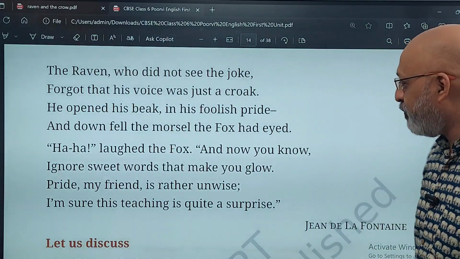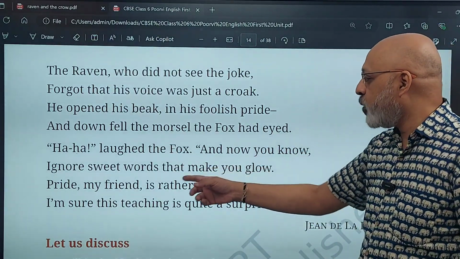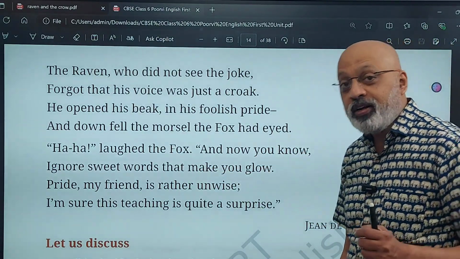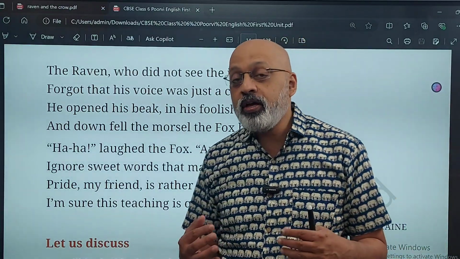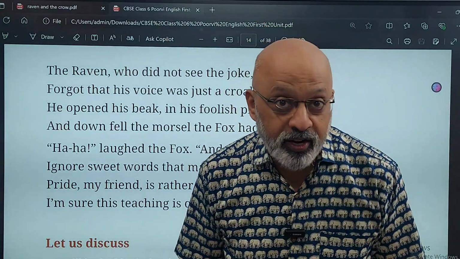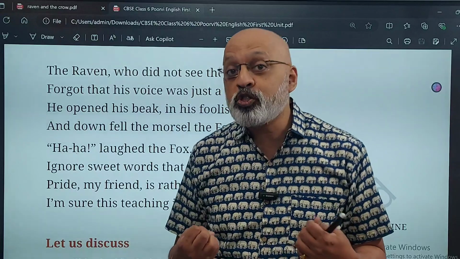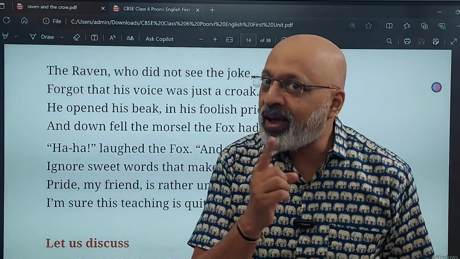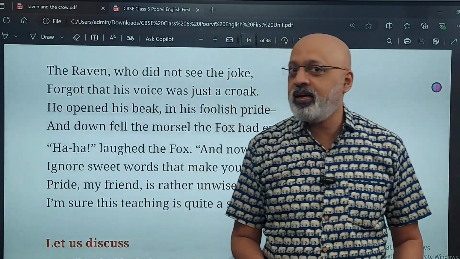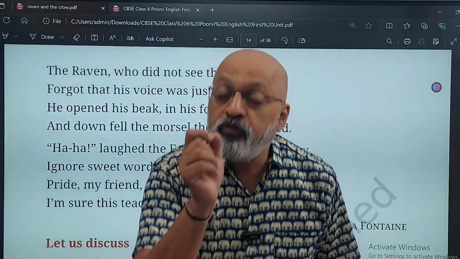Ha ha, laughed the fox. And now you know, ignore sweet words that make you glow. That now you should know that अगर कोई इतनी मिठास के साथ बात करे, if someone speaks to you so sweetly, you should be careful. आपके कान खड़े हो जाने चाहिए. You should be more vigilant.